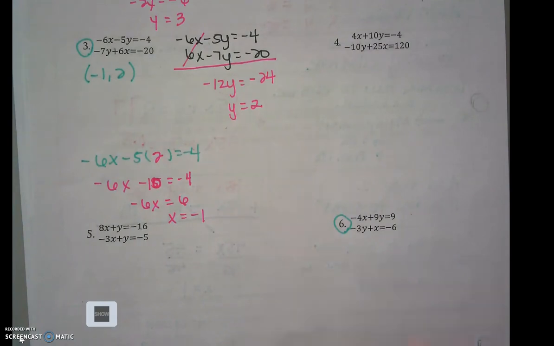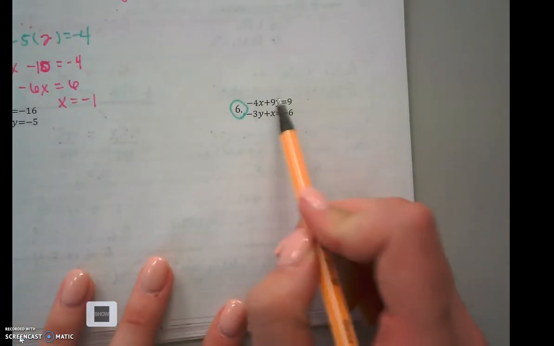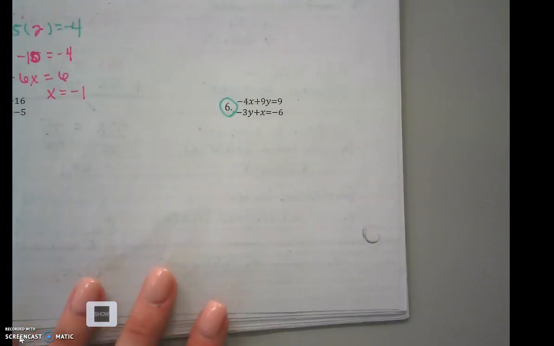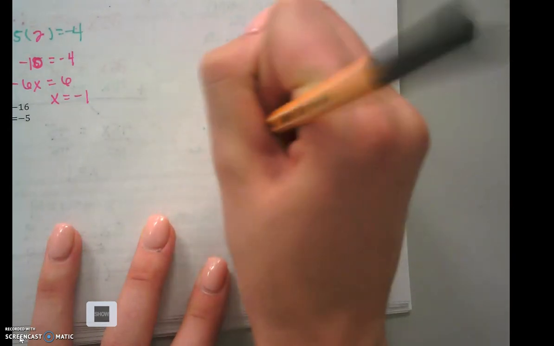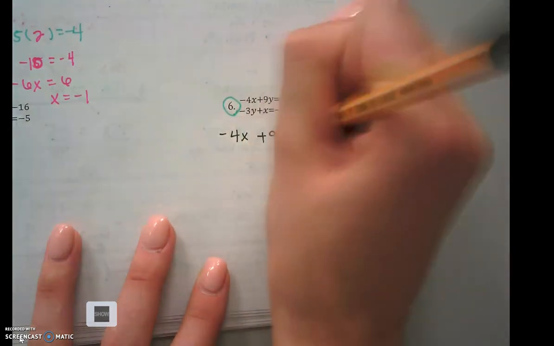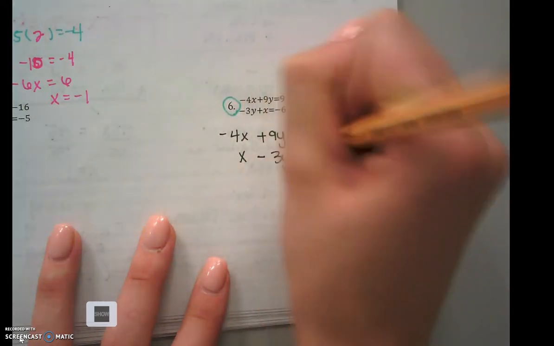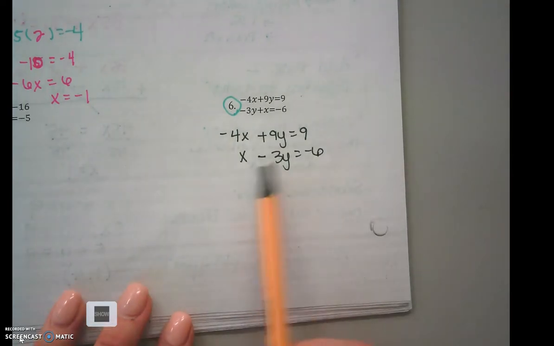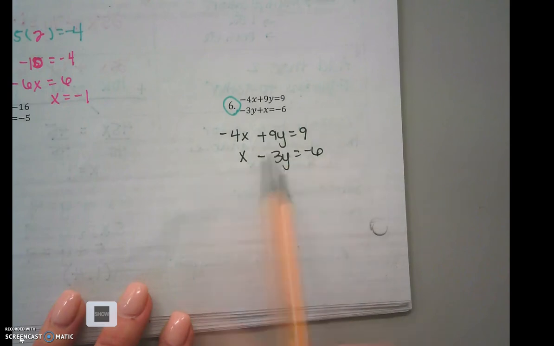Last example here, we have to double check if my variables are aligned, and they are not. So we're going to take the time to rewrite them here in number 6. So I'm going to write them right underneath. So 4x plus 9y equals 9. X minus 3y equals a negative 6. X's, y's, numbers. I have two options here. Okay, I could get my x's to cancel, or I could get my y's to cancel. I'm going to get my x's to cancel.